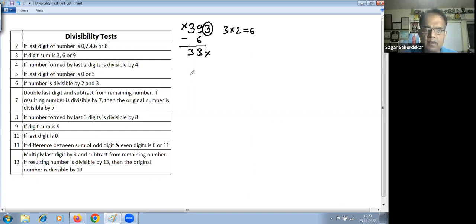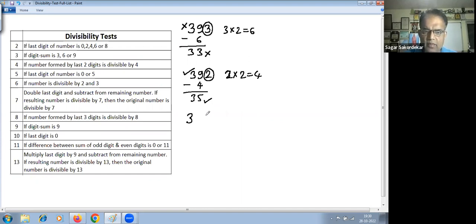Let's take the next example, 392. The method is take the last digit, double it. Last digit here is 2, double means multiply by 2, 2 into 2, 4. And then subtract from the remaining part. Remaining part here is 39. 39 minus 4 is 35. And you know that 35 is divisible by 7. 7 5s are 35. Because this is divisible by 7, the original number is divisible by 7.